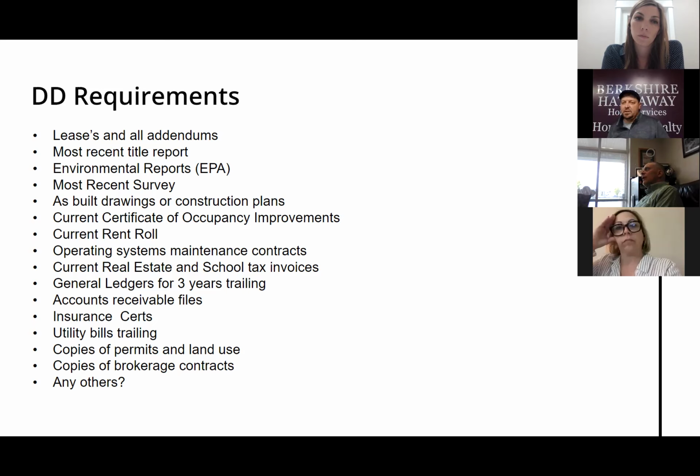And you thought all your research was done, right? We call these DD requirements, due diligence requirements. If anyone remembers, how long does due diligence take?